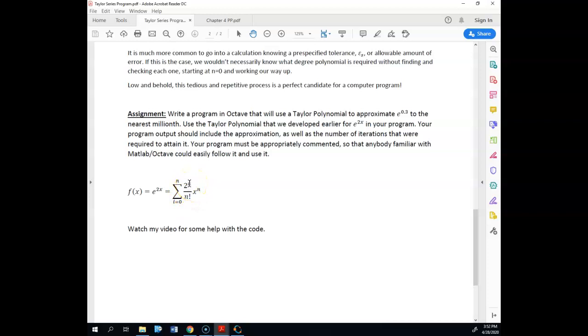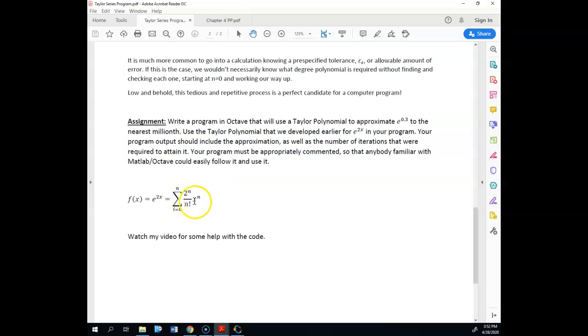I made a mistake, sorry. The n's here in the formula should be i's. Sorry about that. If you want a first degree Taylor polynomial, you let i equal 1, and so on. So for a fourth degree Taylor polynomial, you let i equal 4.